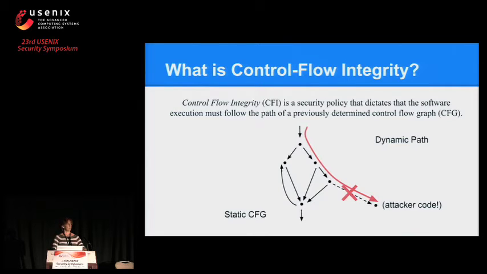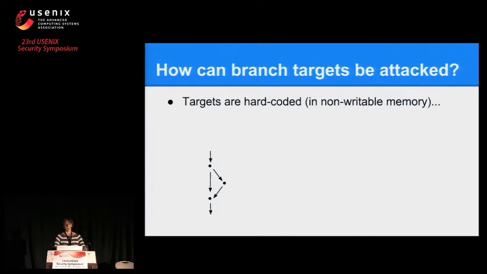So in particular, you want to verify that no attacker has modified the target address of a branch or jump instruction and thereby hijacked the control flow of a program. Now, how can a branch target be attacked? Normally, you would expect the target of a branch instruction, like this conditional jump instruction, would be hard-coded in the text of the program and stored in non-writable memory. This is called direct control flow.